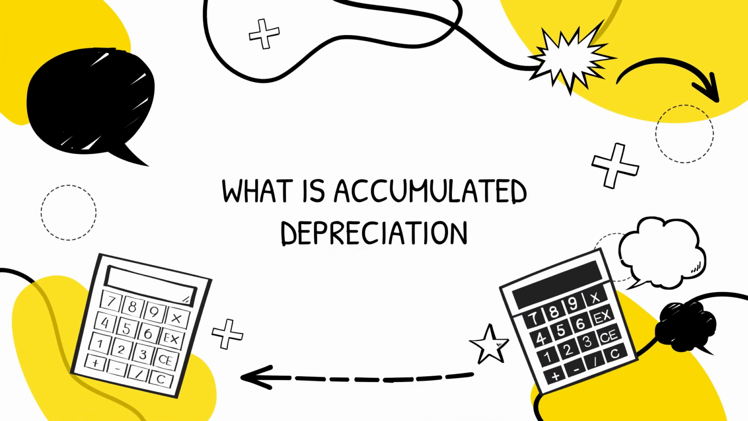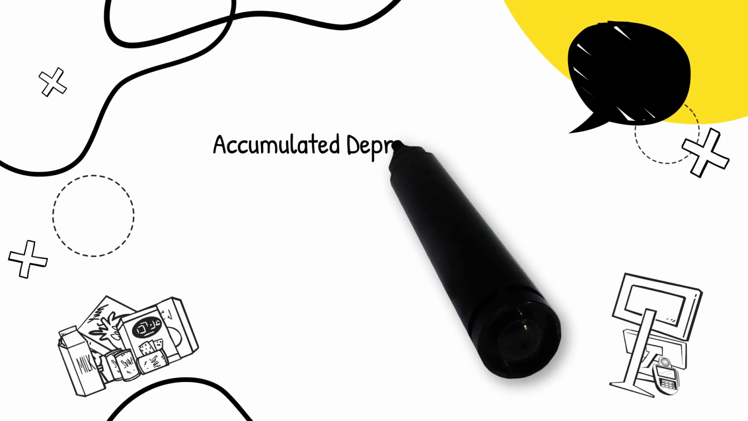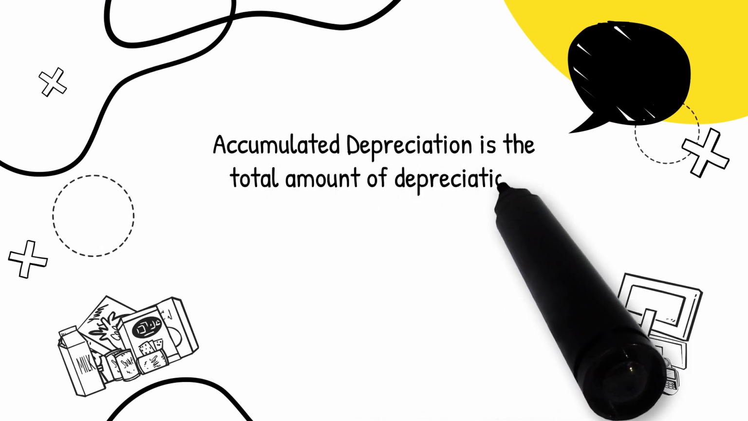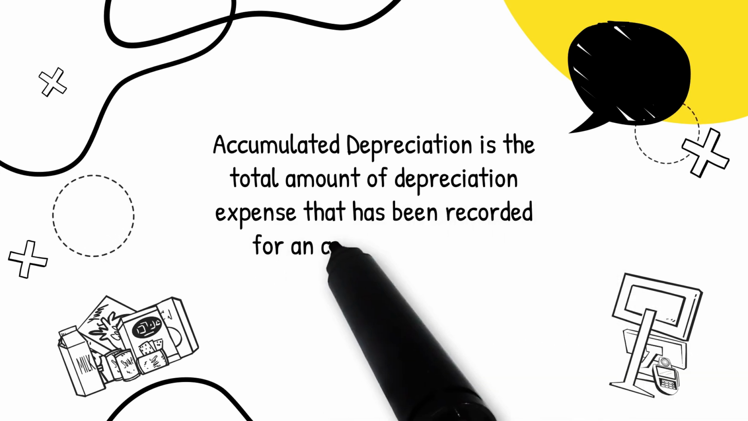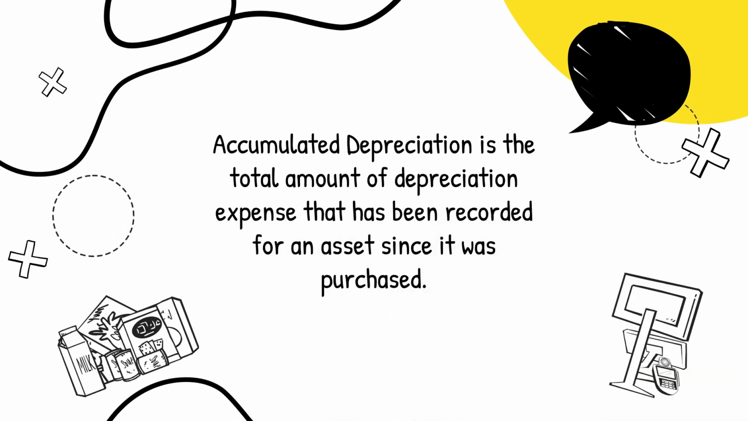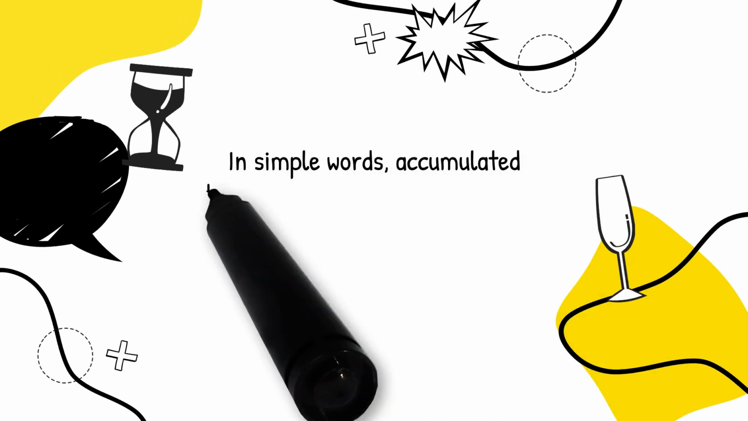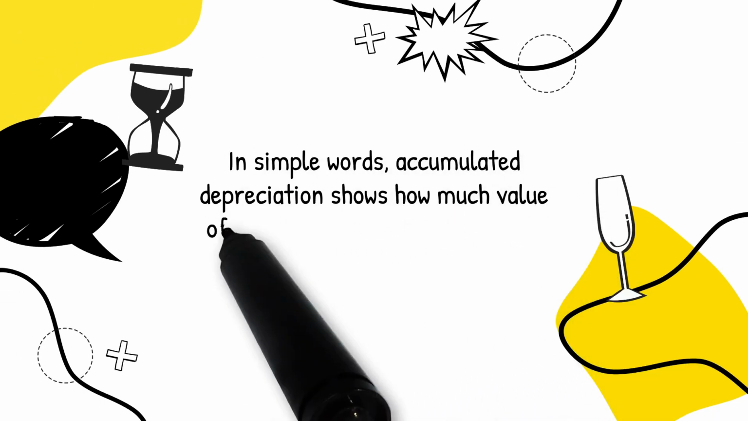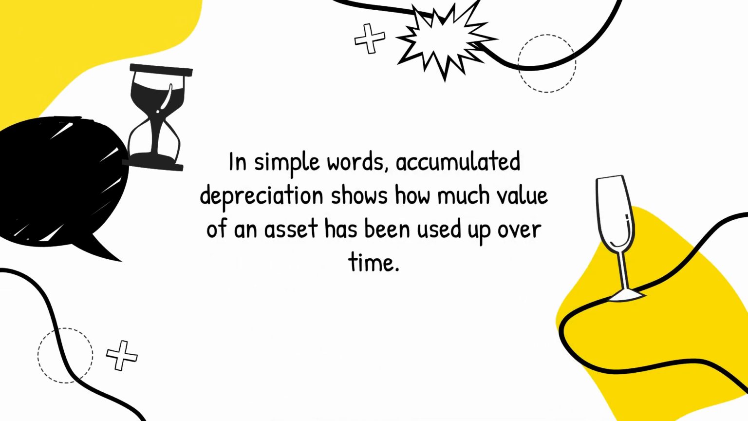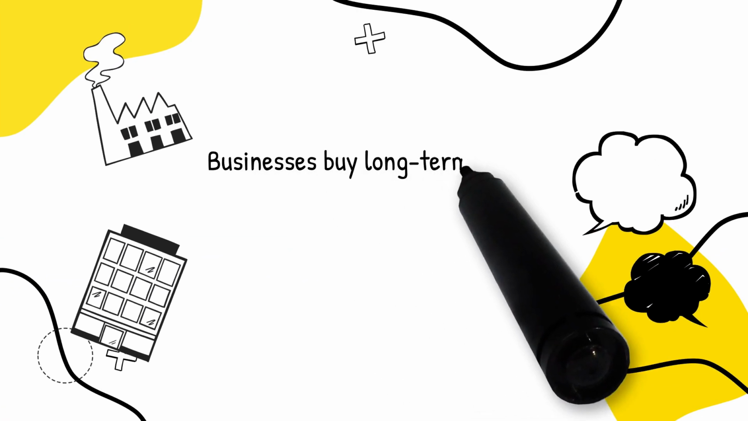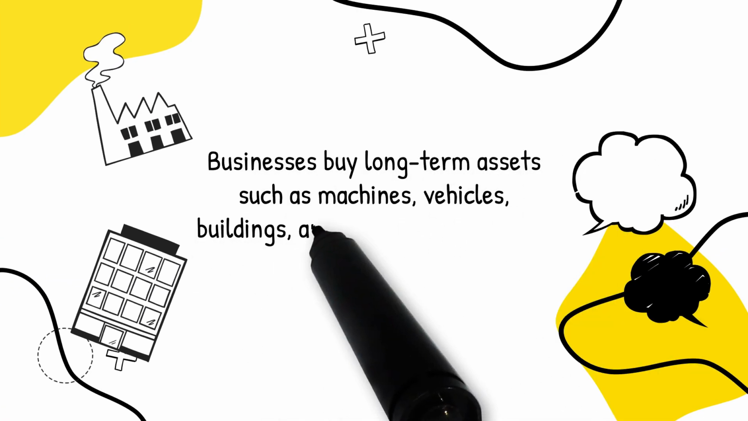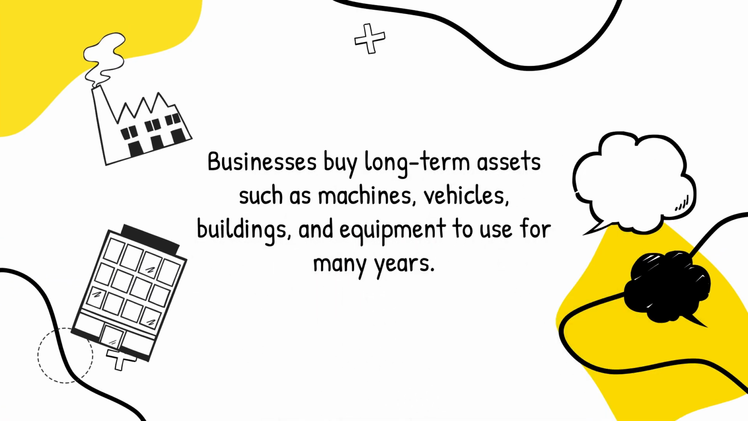What is accumulated depreciation? Accumulated depreciation is the total amount of depreciation expense that has been recorded for an asset since it was purchased. In simple words, accumulated depreciation shows how much value of an asset has been used up over time. Businesses buy long-term assets such as machines, vehicles, buildings, and equipment to use for many years.